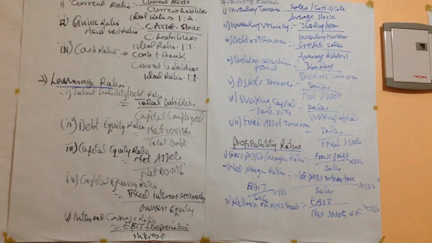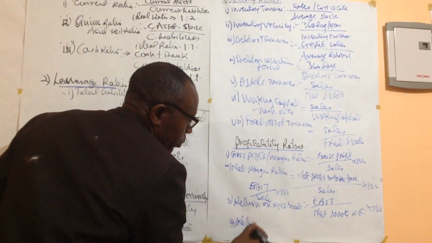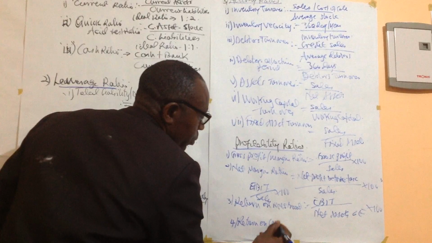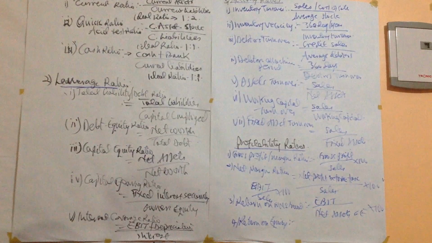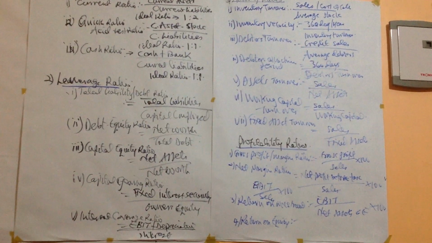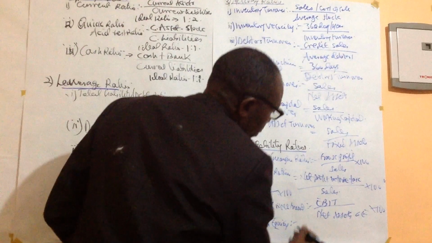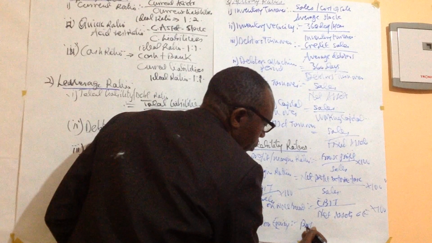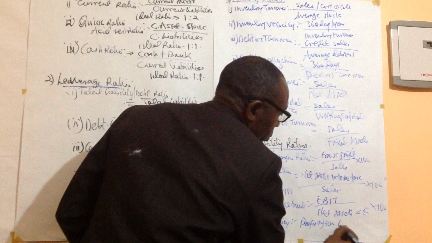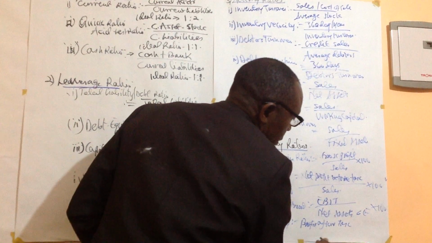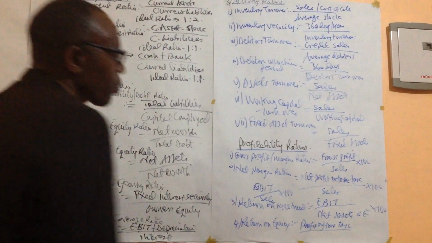Lastly, under the profitability ratios is return on equity, number 4. Return on equity relates to the profit after tax over the net worth. Profit after tax over the net worth.